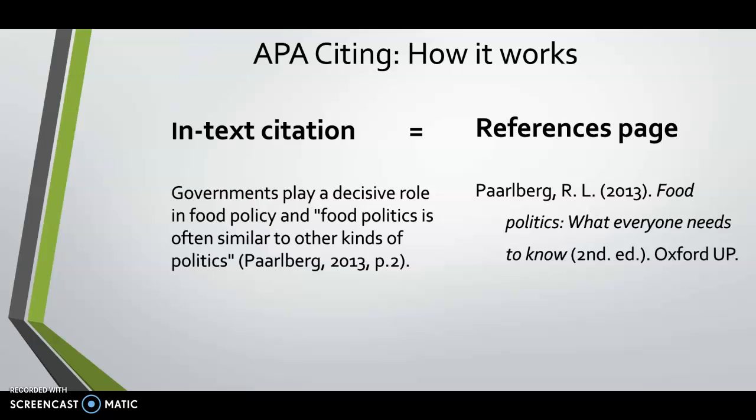So your in-text citation has to match up with everything that's on your references page. And for everything that's on your references page, there needs to be a note in text that aligns to it. So here I give you an example, and this is a direct quote. You have the author's last name, comma, the date that this was written, comma, and then the page number if it is a direct quote. And then this is the basic of what it would look like on your references page. And I'll be going into this a little bit more in detail in a moment.